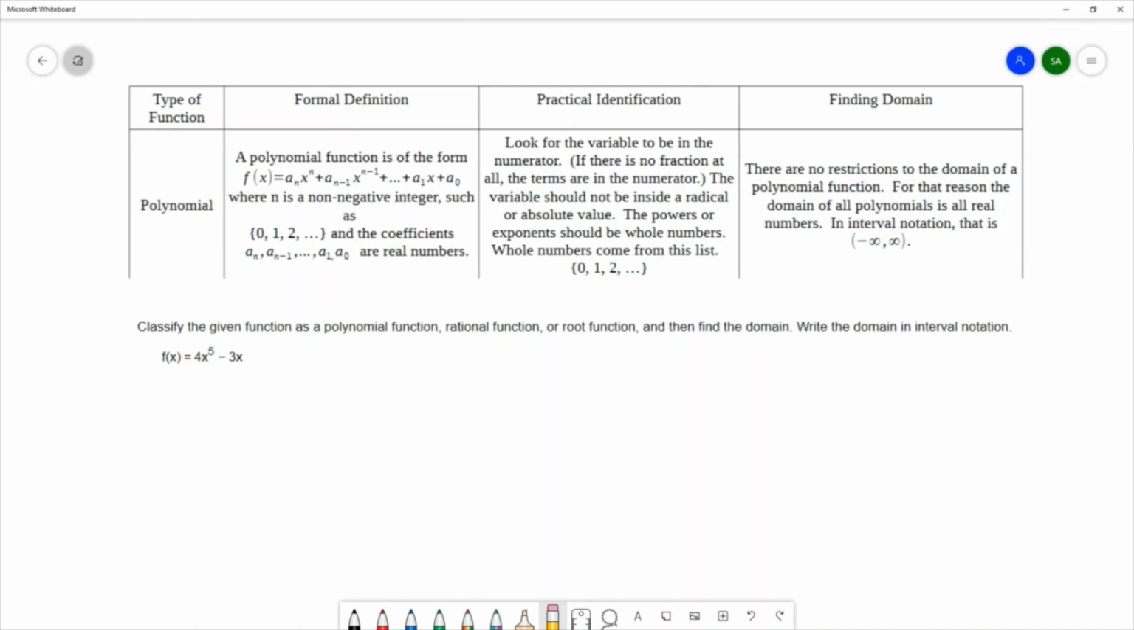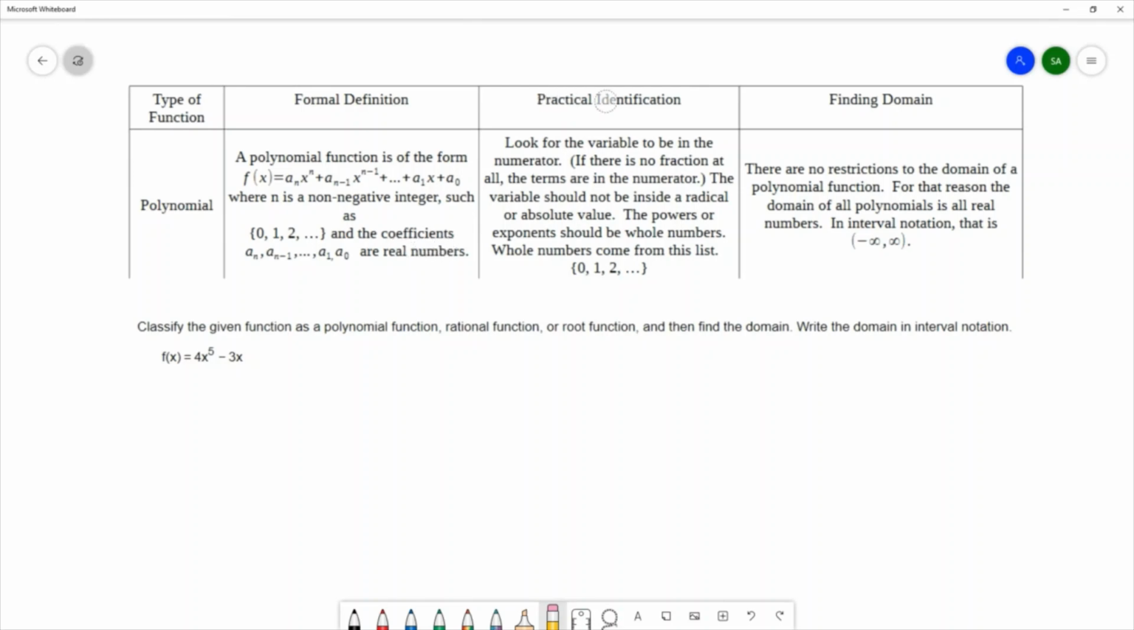So let me remind you what non-negative integers are. Those are 0, 1, 2, 3. Those are our counting numbers. So the counting numbers are what's allowed in our exponent. And the coefficients, a sub n minus 1, and so on, these coefficients that are attached to the variable, are real numbers.